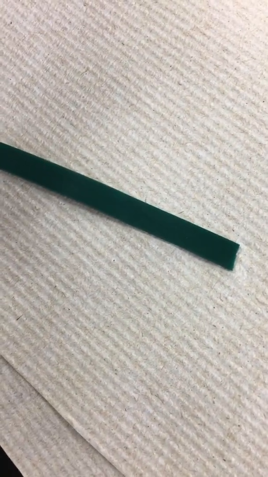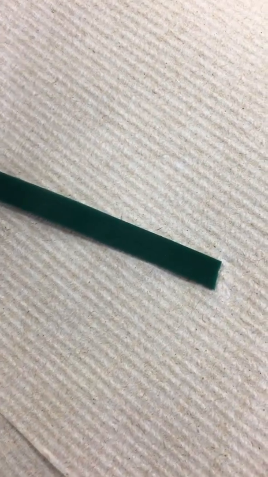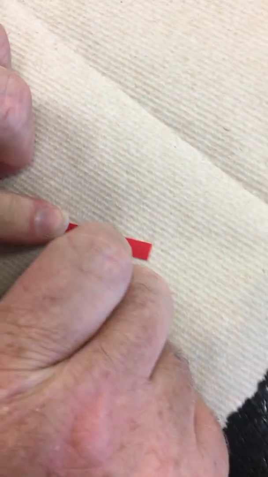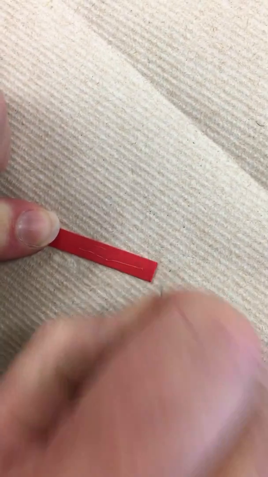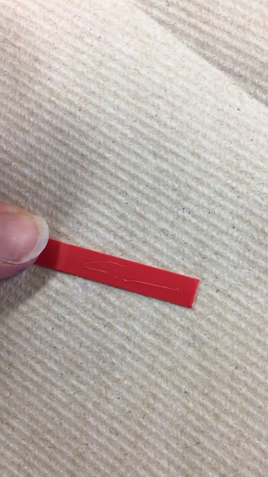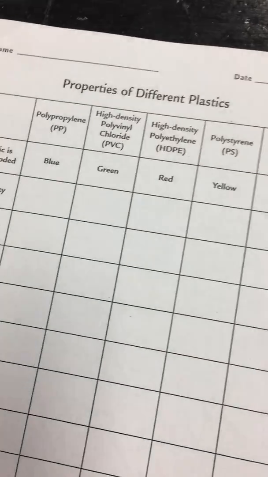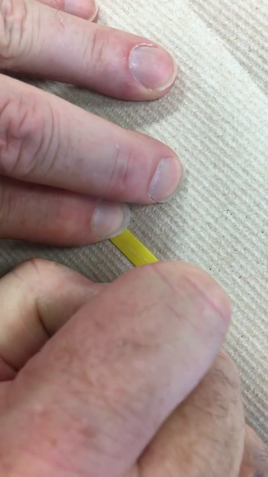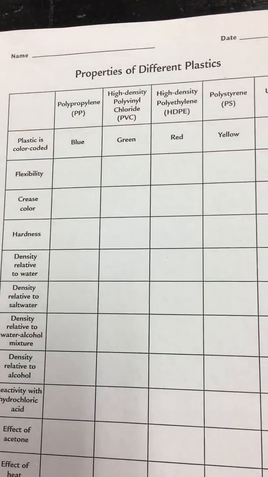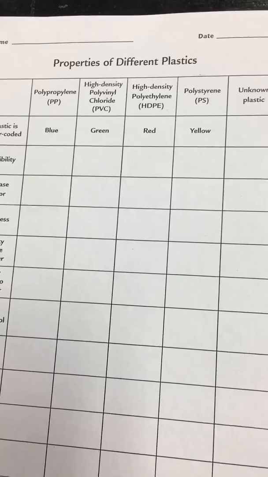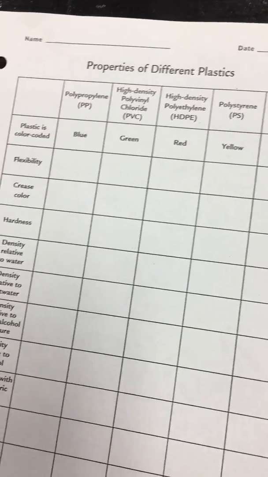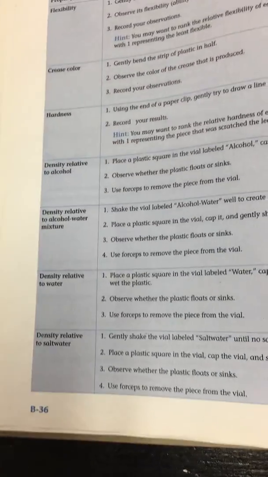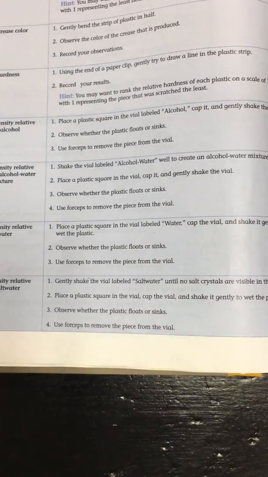Okay, I think you might be able to see there's not much of a scratch at all in the green piece, the PVC. Next we'll do the red piece. And then the yellow. Okay. And then you go ahead and do the rest.